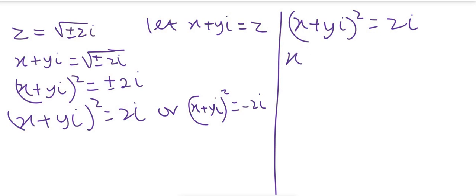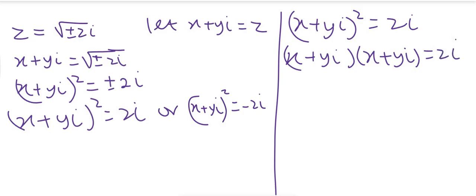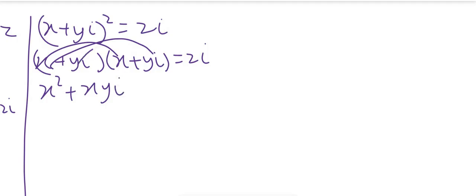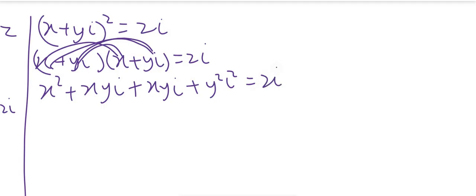So okay, let me write it twice so that you understand what I'm doing. x plus yi multiplied by x plus yi equal to i. So with these, I have x squared, x multiplied with x gives x squared, x multiplied with yi gives xyi. This also gives xyi, and the last one gives us y squared i squared equal to i.